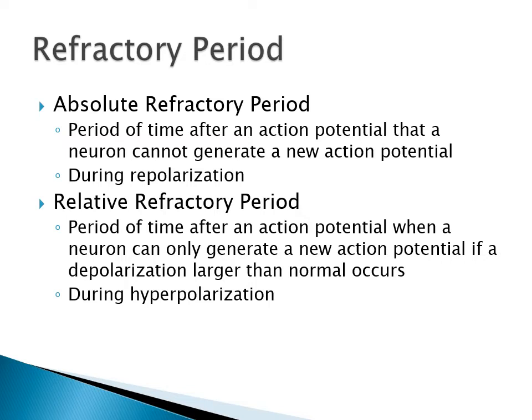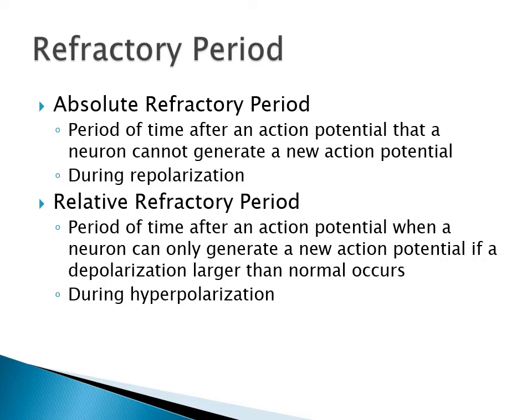The first part is the absolute refractory period. And this is a period of time after an action potential takes place that no matter what happens, there can be absolutely no new action potential. This takes place during repolarization. No matter how big the signal is, no matter how far past threshold it is, the neuron cannot fire again because it's still in the middle of the previous action potential.